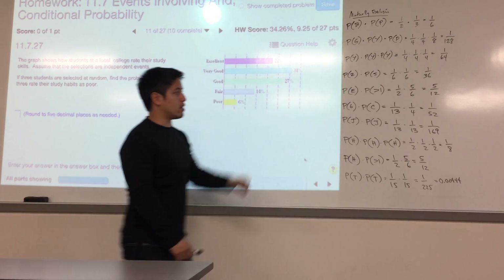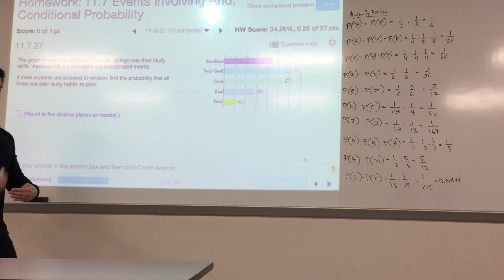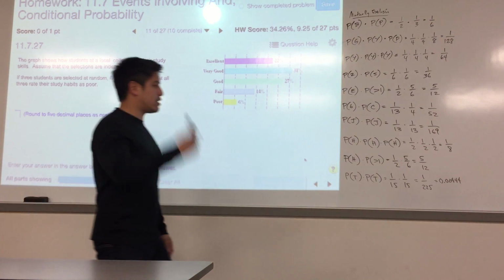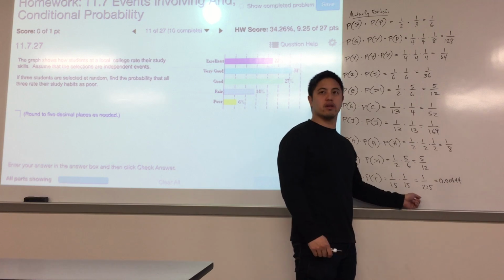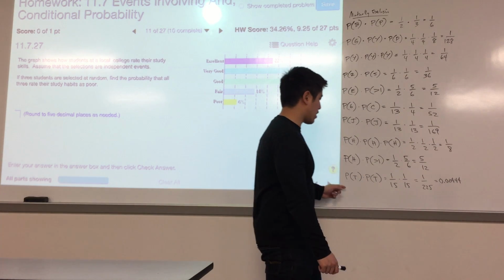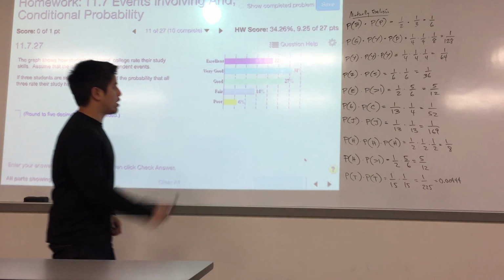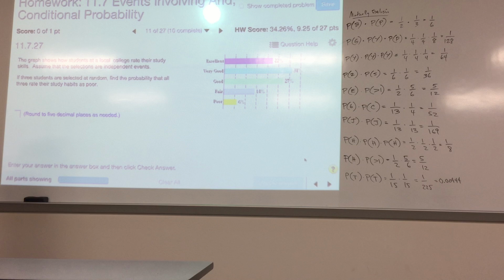Independent events, not related. Okay, so one probability is not tied into the next one. Very important that that's distinguished because, like I said, they are going to be potentially tied together. If 3 students are selected at random, that immediately tells you you're going to have 3 different probabilities. Does that make sense, guys? It's not going to go 2 like in the tornadoes. It's going to go 3, or the first tornado did. Find the probability that all 3 rate their study habits as poor.